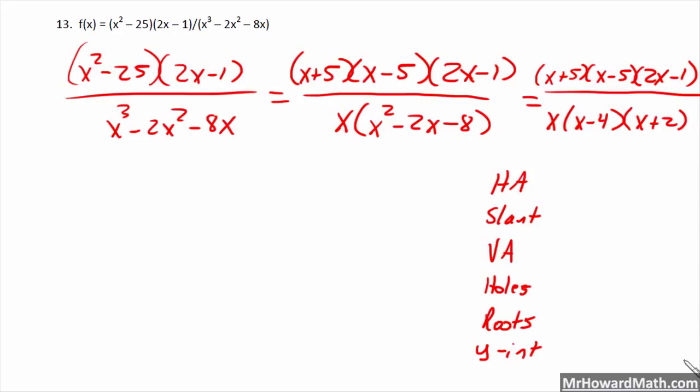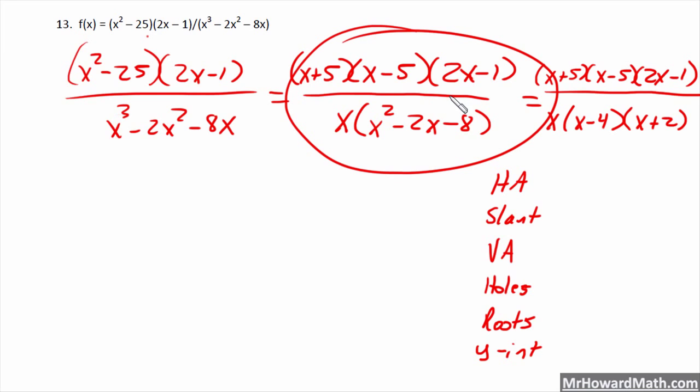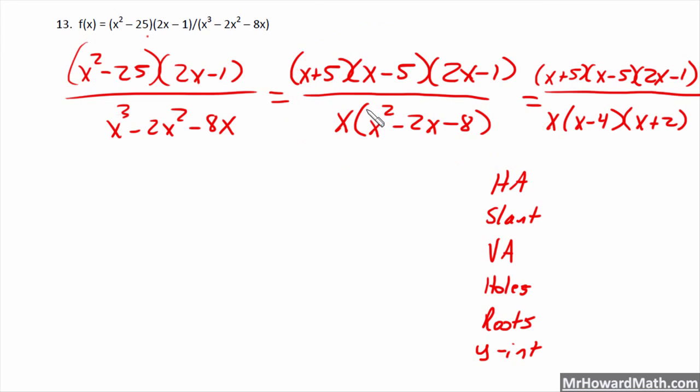Picking up with problem 13 on your review. 1 through 12 were in earlier videos, so this will be the first question on this new video. I've gone ahead and rewritten it here as the original problem is specified for us, and then I went ahead and factored it in these two steps. I factored the top completely there, factored out an x in the denominator here, and then finally factored x squared minus 2x minus 8 to the x minus 4, x plus 2. So this is the problem fully factored.